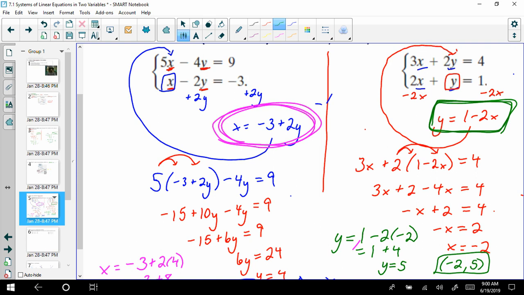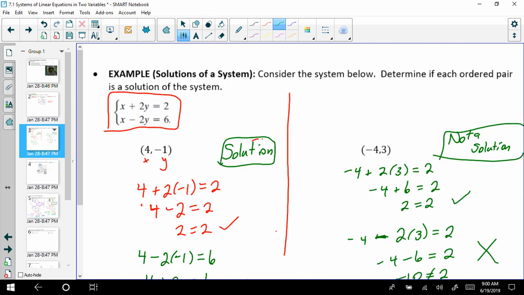Now on these also, you should be able to double check if you don't think your answer is right. If I take my negative 2, 5 and I substitute it in to both original equations, it better work in both, kind of like what we did here at the beginning. If your ordered pair doesn't work in both equations, then you messed up somewhere.